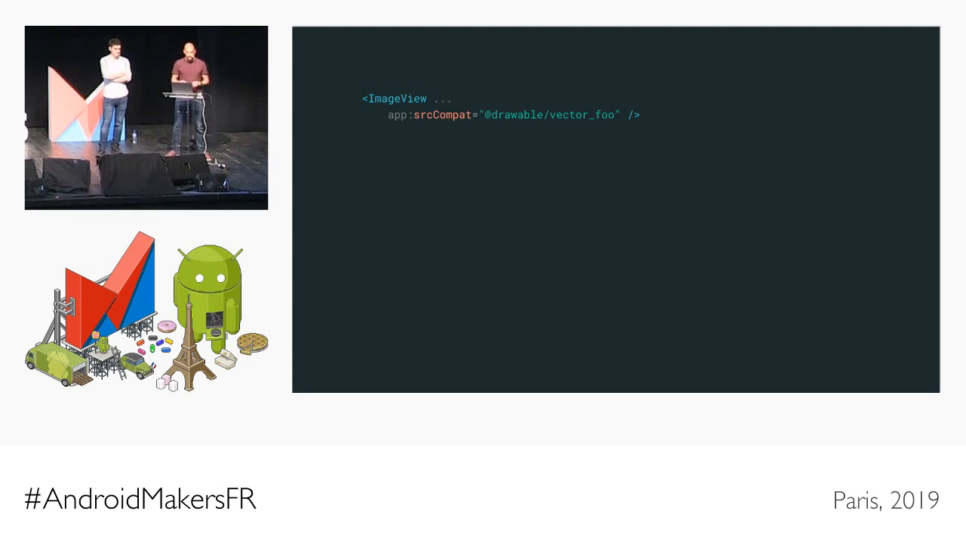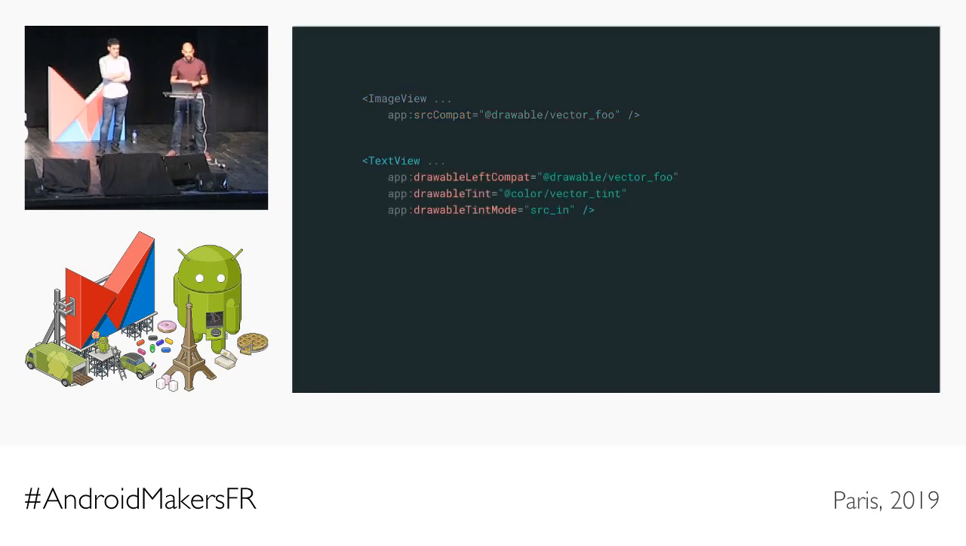To use the backport, we recommend you use the app-compat resources path. To do that, you can use the source compat attribute on image views. So essentially, instead of using source on image view, you use source compat, and that plugs into the backport path.